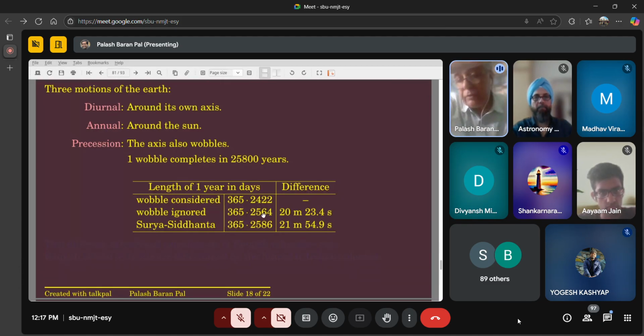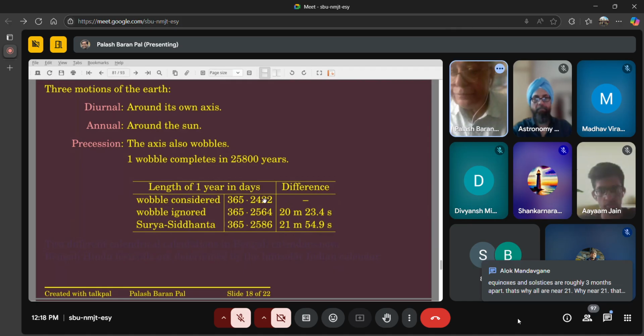Remember what I told you about the rotation of the moon. The synodic month and the sidereal months are not the same. Here also there are different definitions of the year, and this is the one we would care for more, because this is the one which governs the seasons.